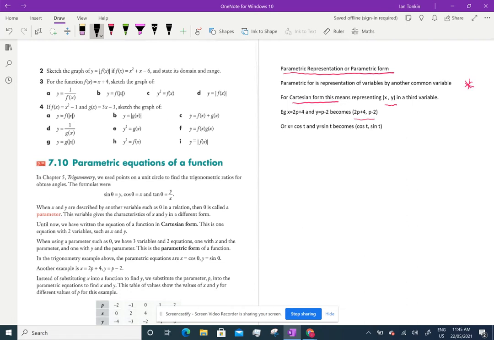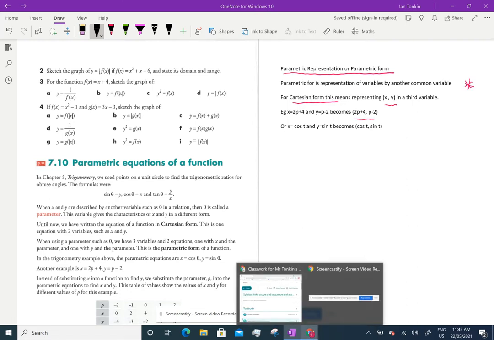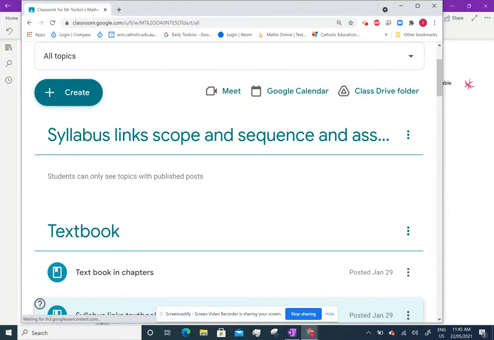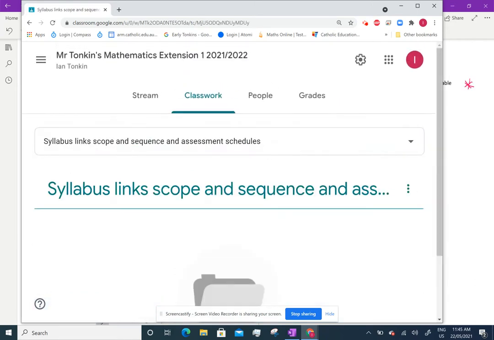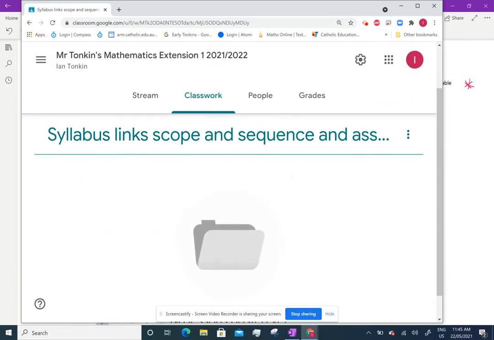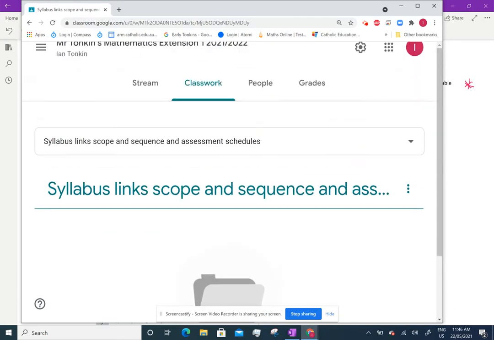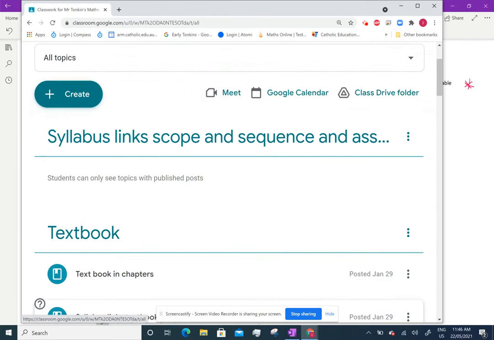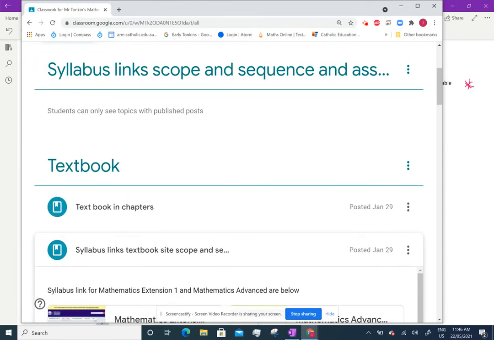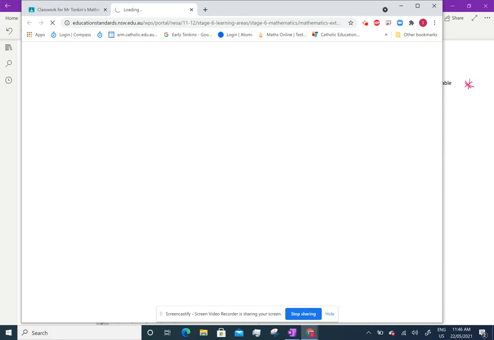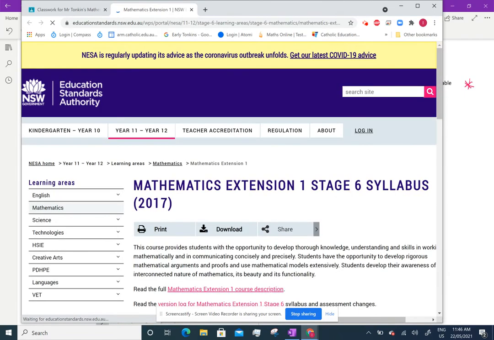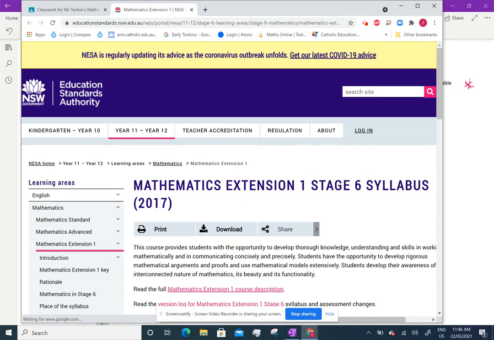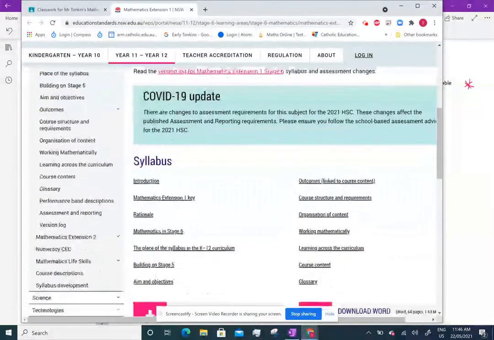So the first thing I want to do is have a look at what the syllabus says. Remember, I want you to be able to use our Google Classroom as a way of getting into these things. Here it is. This is what we want. The extension 1 syllabus. Remember, it's better to go into the live document in case there's some version changes. We go along and we look at the content.